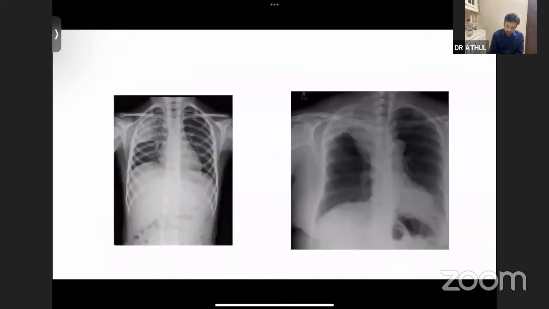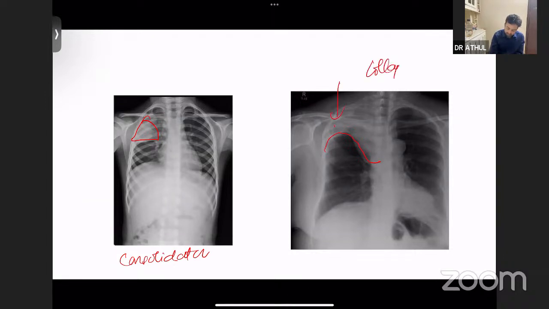Another thing is this is consolidation, which is seen in pneumonia. Pneumonic consolidation: there is opacification here, but there is no mass effect and no tracheal pull. But in collapse, the major fissure has been pulled up. This is collapse, with pulling of the major fissure upwards. So these are the routinely seen X-rays, and you should be very thorough with them.